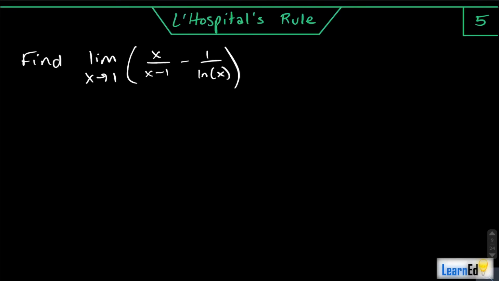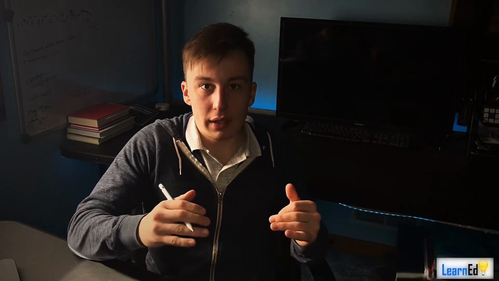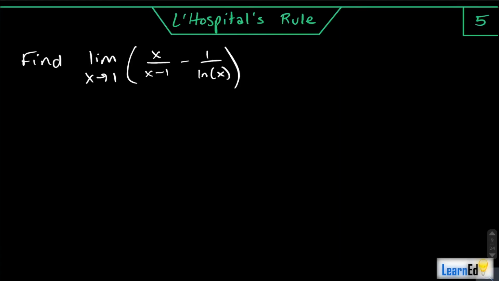For number 5, we're doing L'Hopital's rule. Find the limit as x approaches 1 of x over x minus 1 minus 1 over natural log of x. What should clue you in that this is L'Hopital's rule is that when you plug in 1, you get 1 over 1 minus 1, minus 1 over the natural log of 1, which is 0. So you end up getting 1 over 0 minus 1 over 0, and that should make you think that maybe this is going to have an indeterminate form.